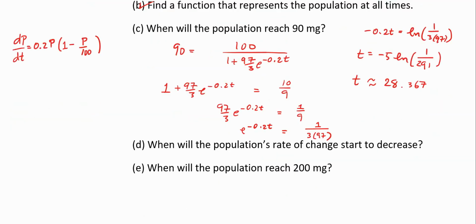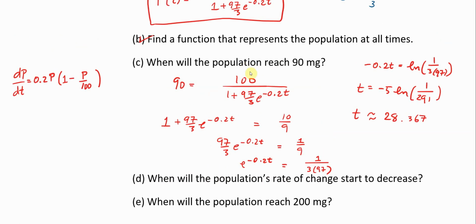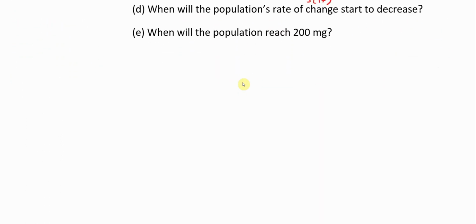All right, next question. When will the population's rate of change start to decrease? Now, this is actually a pretty tough question, so I'm going to save it for the end. I'm going to answer the next question. When will the population reach 200 milligrams? Well, you see here that the carrying capacity is 100, so the population is never going to reach 200. Let me explain.